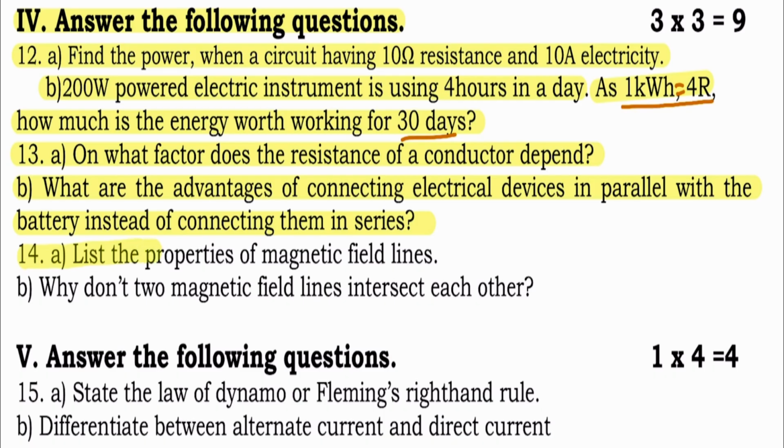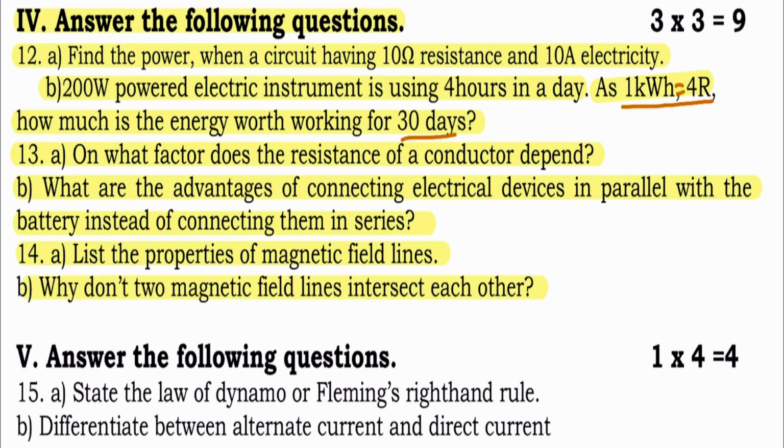Question number 14a. List the properties of magnetic field lines. Magnetic field lines are continuous loops which start from the north pole and stop at the south pole. They never intersect and they are not perpendicular to each other. Next question is, why don't two magnetic field lines intersect each other?